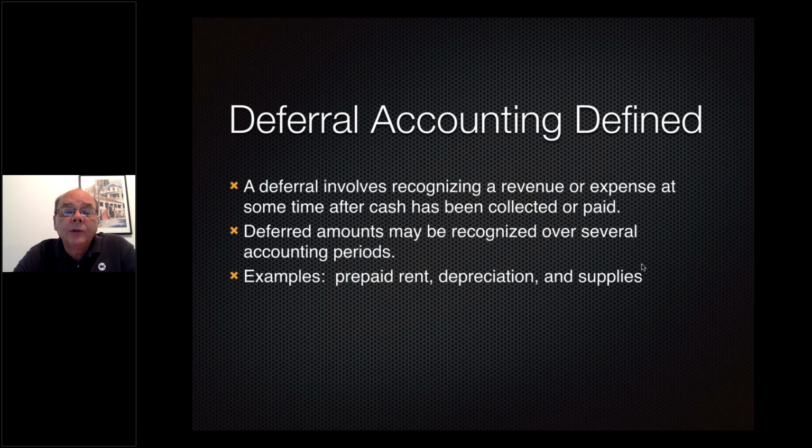Same thing with depreciation. When you buy a fixed asset like a vehicle, then you're allowed to spread the cost of that vehicle out over the useful life of the vehicle. Now that helps your profit and loss statement, but it also more correctly shows what type of expense you're incurring by the use of that vehicle on a month-to-month basis. Okay, supplies, same thing.